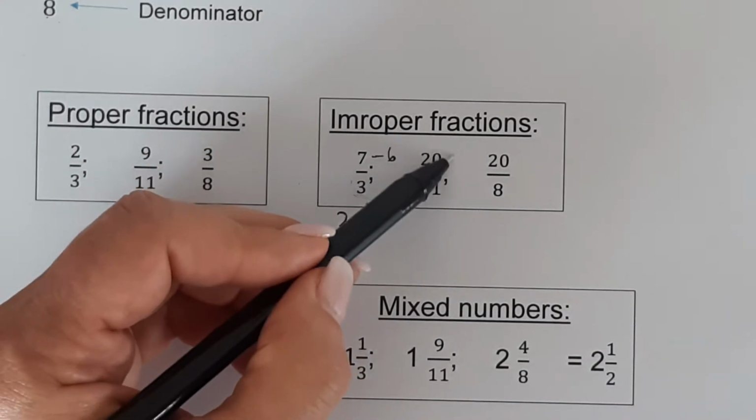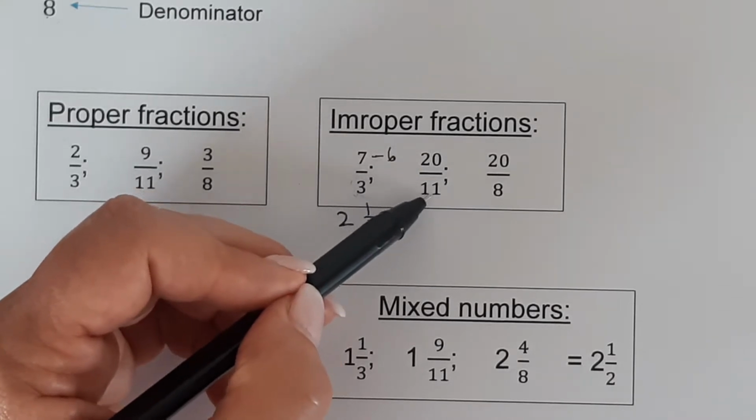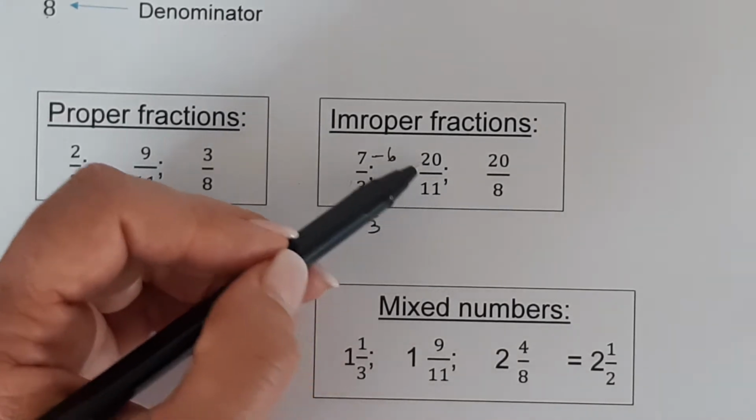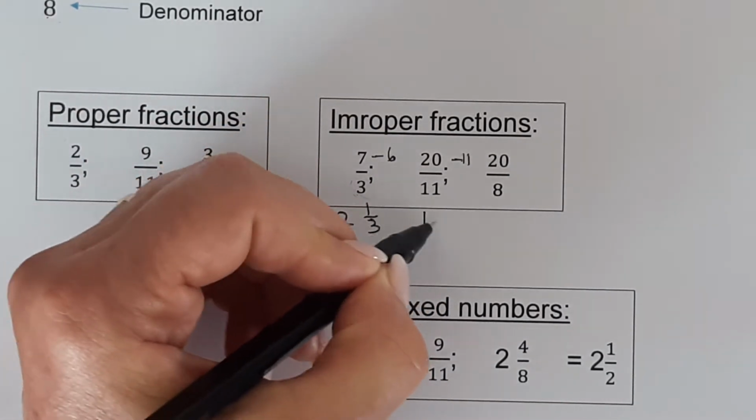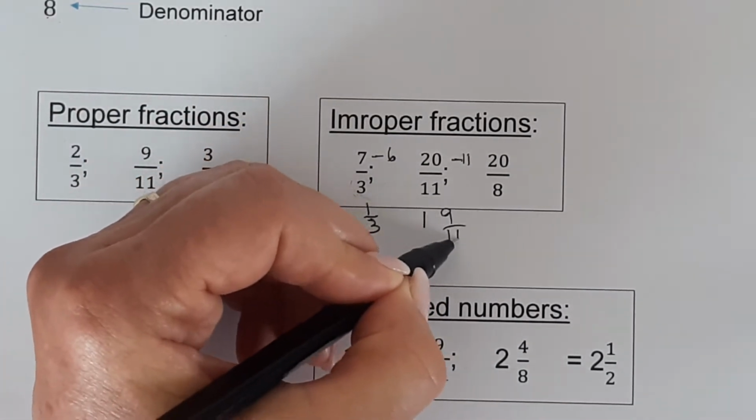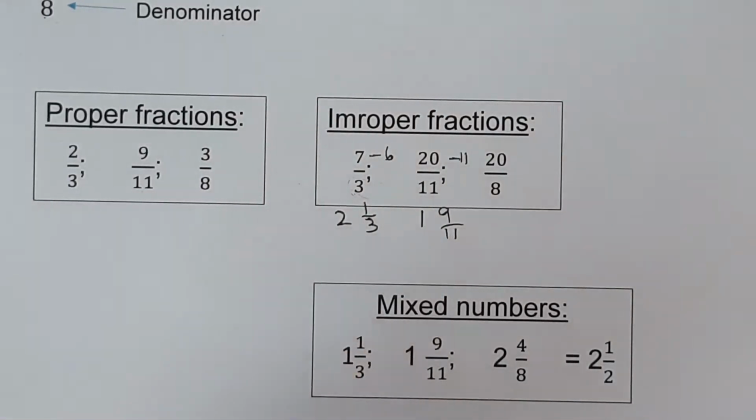Here you have an improper fraction. 11/11 makes a whole one. So if you subtract 11, it gives you 1 whole one and 9/11. Then this is called a mixed number.